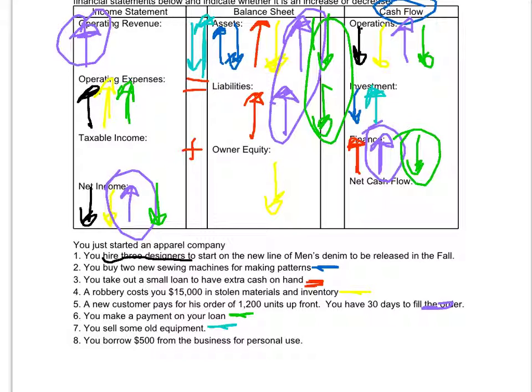So there's a couple of ways of thinking about this one. One, you kind of ignore the borrow part. If you ignore the borrow part and you say, oh, you take 500 for personal use. Well, your cash goes down, your owner equity goes down because they got a balance, and your cash from finance goes down.